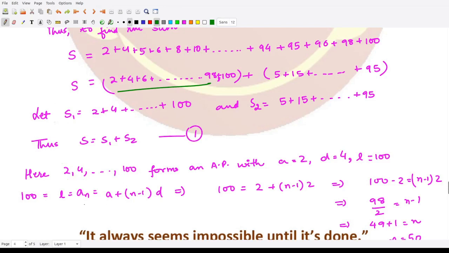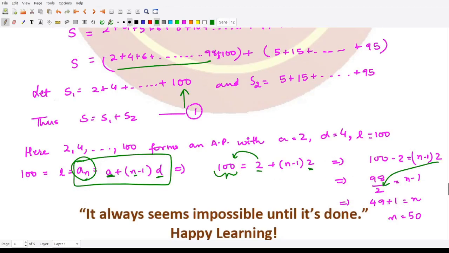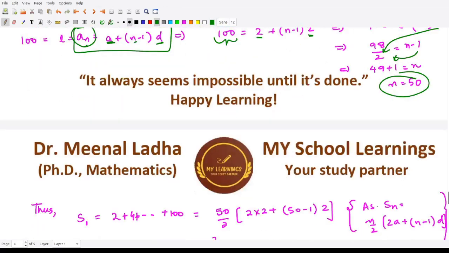Let's calculate it by using the formula for the nth term. We know the formula for the nth term is a plus n minus 1 times d. In this case a is 2, n we don't know, we have to calculate that, d is again 2, and the last term is 100. Once you take the 2 to the left-hand side and divide by 2, you would have 49, and then you add 1 to it, so you would have 50 total terms of such kind. Therefore n for S1 is 50.